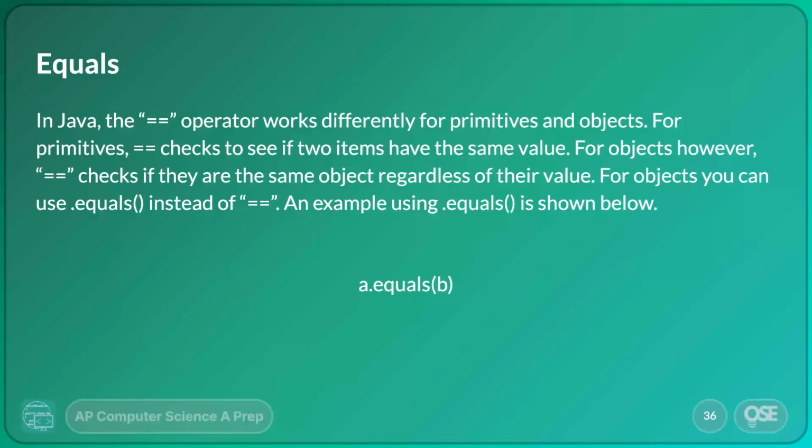Let's say we have two objects, A and B. We can use A dot equals B in order to check if A and B have the same value. Because if we were to use the double equal sign in this case, if A and B are two separate objects, both with the value 5, the double equal sign would result in false because the objects are not the same, they're distinct objects. However, dot equals results in true, as dot equals is comparing the values of the two objects, which both are equal to 5, meaning that they are essentially the same.